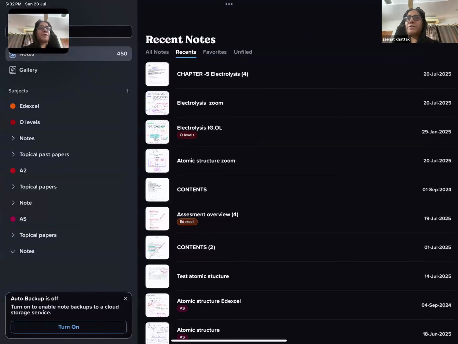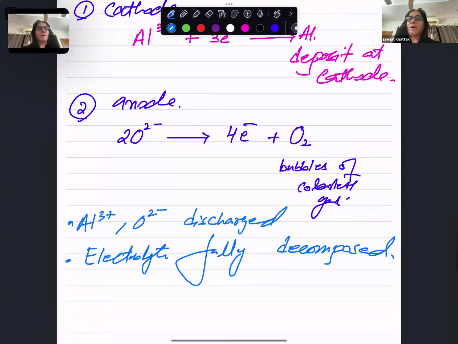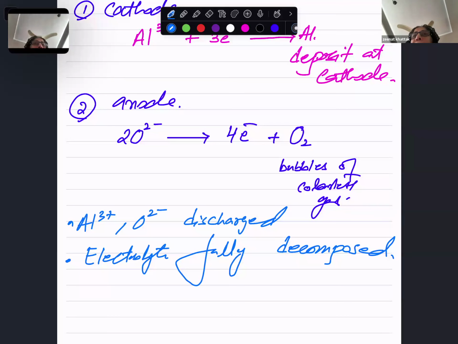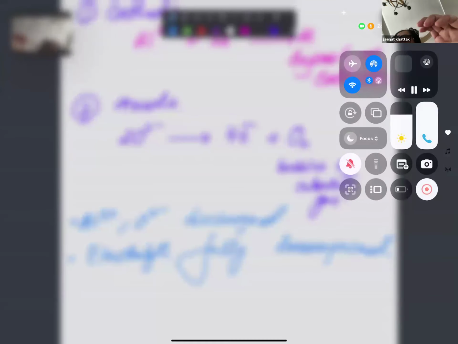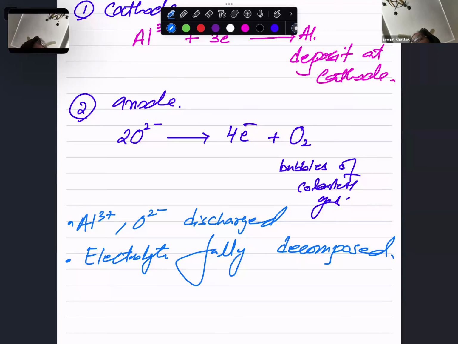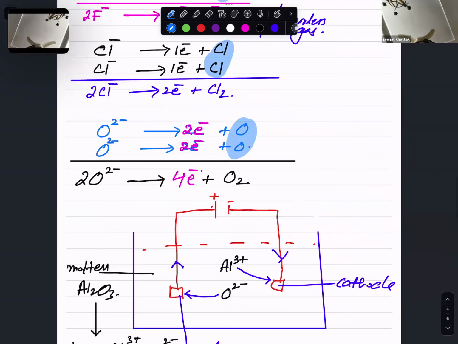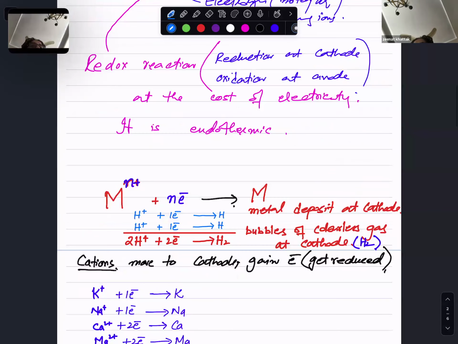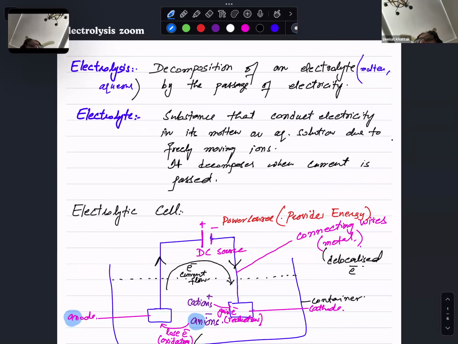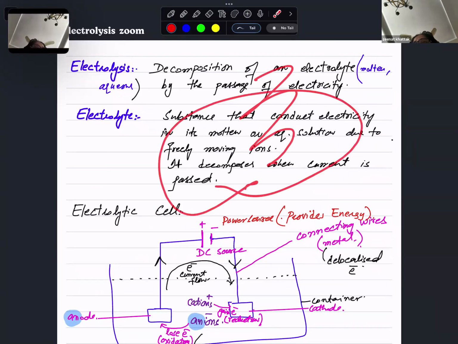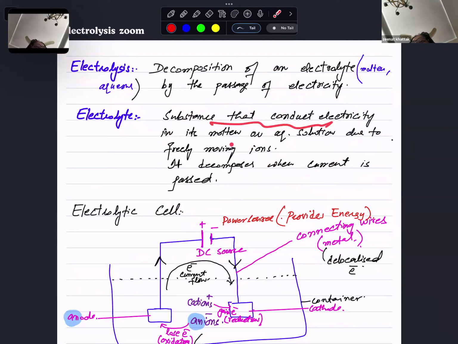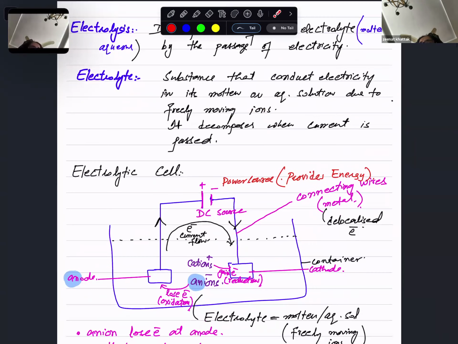Yes, these are our notes. Now, what we did previously: what is electrolysis? It's a decomposition of an electrolyte by the passage of current. And what is an electrolyte? That substance that conducts electricity in molten or aqueous state due to freely moving ions. It decomposes when current is passed.